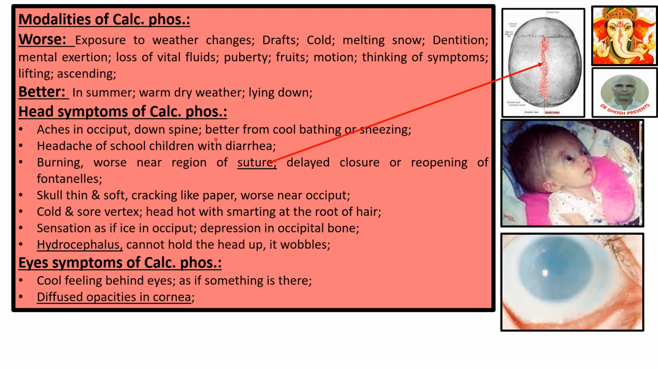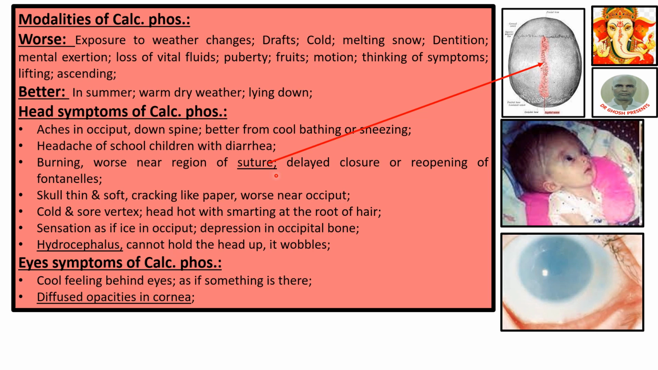Head symptoms of Calcarea phos: aches in occiput, down the spine. Better from cool bathing and sneezing. Headache of school children with diarrhea. Burning, worse near the region of the suture. Suture actually means the joining on the skull bone.